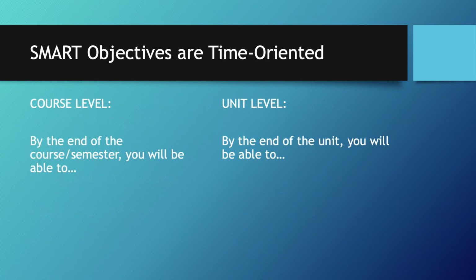And then the last piece of your SMART objectives are making sure they're time-oriented. So this is probably the easiest element of the SMART objective. When do you want your students to be able to demonstrate their understanding? Course level objectives are typically expected to be completed by the end of the semester or the end of the course. Unit level objectives are typically expected to be completed by the end of the unit.